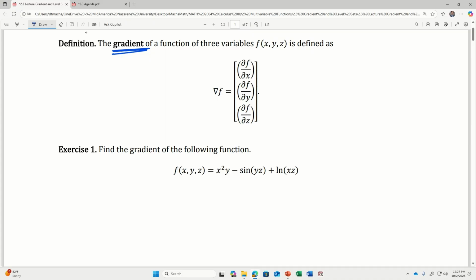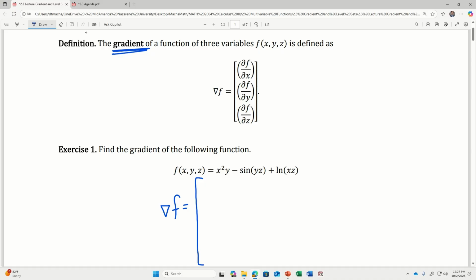But in every case, every entry of the gradient vector is a partial derivative of your function with respect to one of the independent variables. So if I want the gradient of a function, you already know how to do this because you already know how to take partial derivatives.